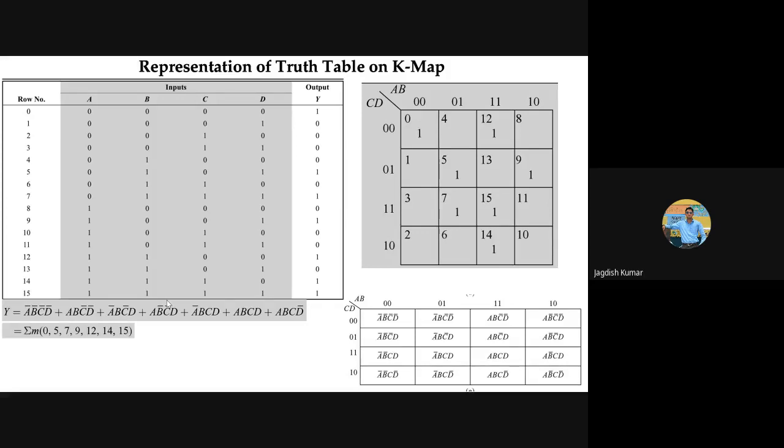I hope you remember this notation. This means M0 plus M5 plus M7 plus M9 and so on. That's it.